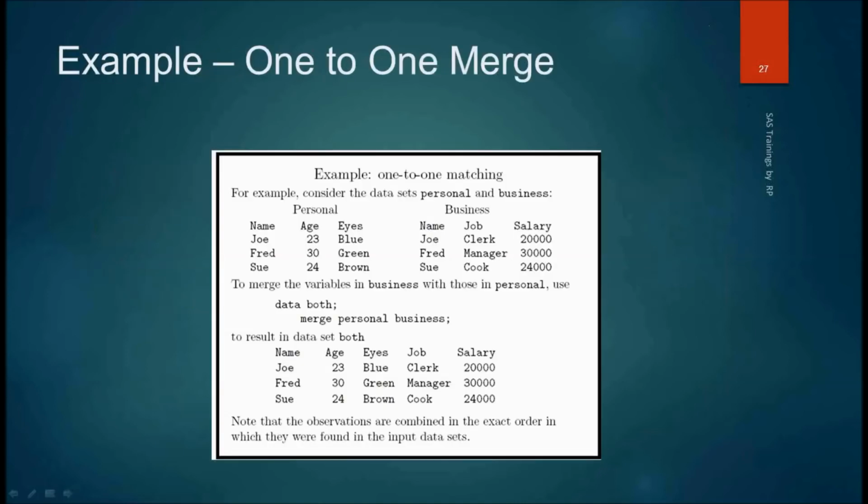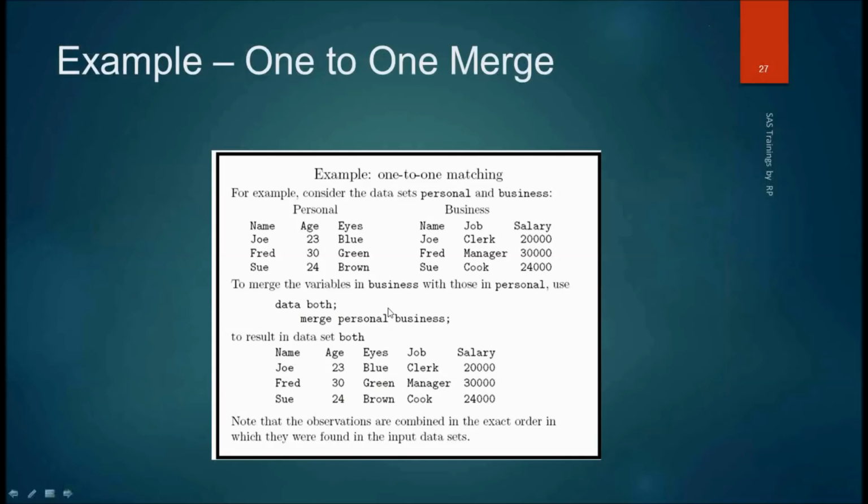So for an example of the one-to-one merge, if you see here, there are 2 datasets called personal and business. In personal and business, we have one common variable called name. If you see the name variable in both datasets, we have values JOE, FRED, and SU. If you see, these 3 common observations or names are also present in the business dataset. So there is a correlation on the name variable.